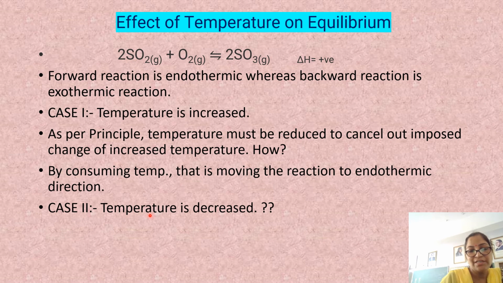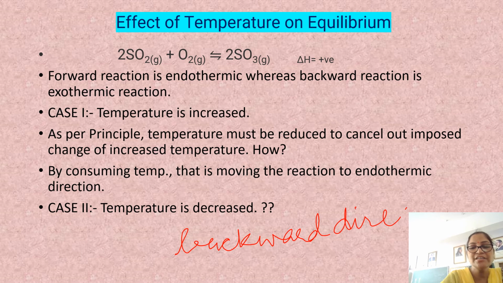Case 2, temperature is decreased. Now as per Le Chatelier's principle, if we decrease the temperature, the equilibrium will move in such a direction so as to increase the temperature. And how can the temperature be increased? If the reaction moves towards the exothermic direction. And how can it move towards the exothermic direction? That is in the backward direction, because the backward reaction is exothermic in nature.